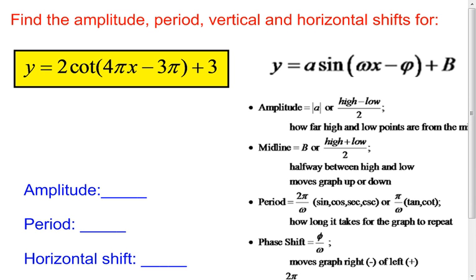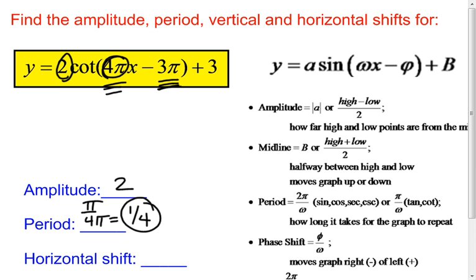Okay, so amplitude, again, comes from the number out here. Cotangent and tangent, remember, to calculate your period is different. You will do pi over the number in front of the x, again, only for tangent and cotangent. The other 4 trig functions are 2 pi. So if I go pi over 4 pi, that, of course, becomes 1/4. Okay, your horizontal shift comes from taking your phi over your w. So 3 pi over 4 pi becomes 3/4.